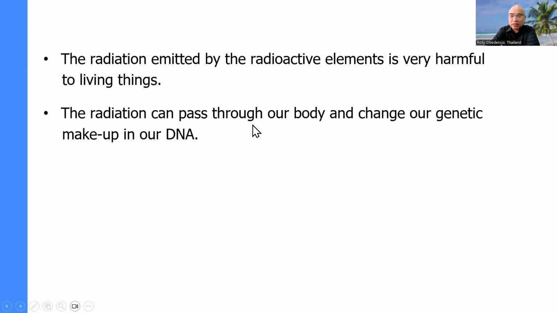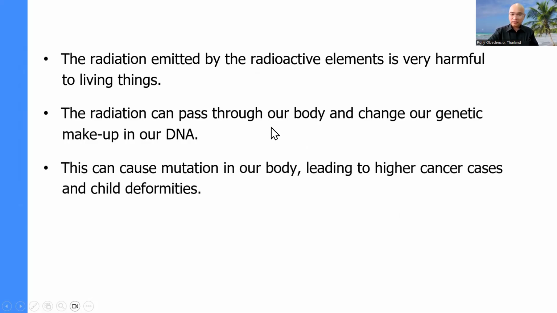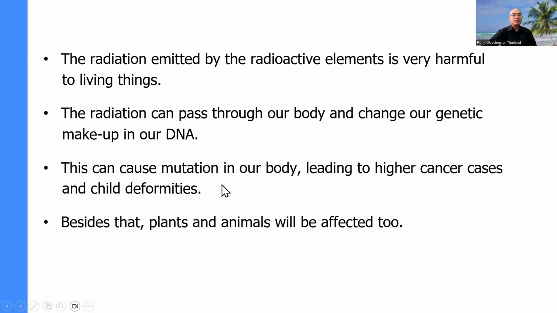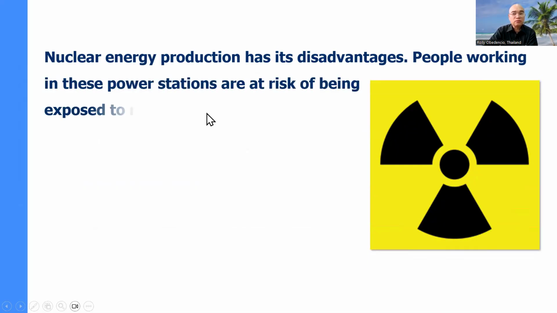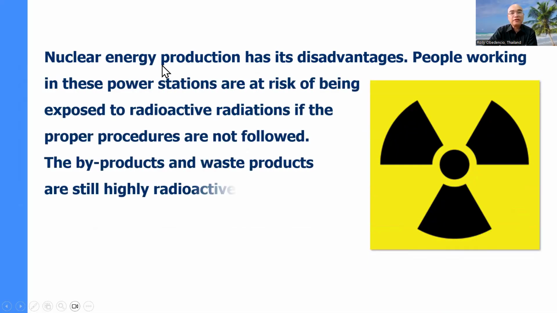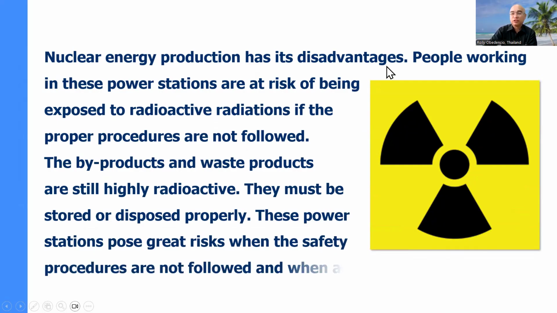The radiation can pass through our body and change our genetic makeup in our DNA. It can cause some of the things that we don't want, like mutation in our body, leading to higher cancer cases and child deformities. How dangerous. Besides that, plants and animals will be affected too. Reproduction of living things may be affected too. So, what can we do here? Nuclear energy production has its disadvantages.